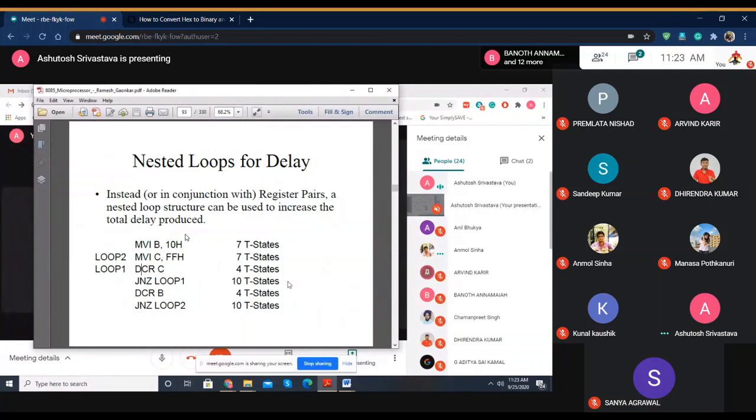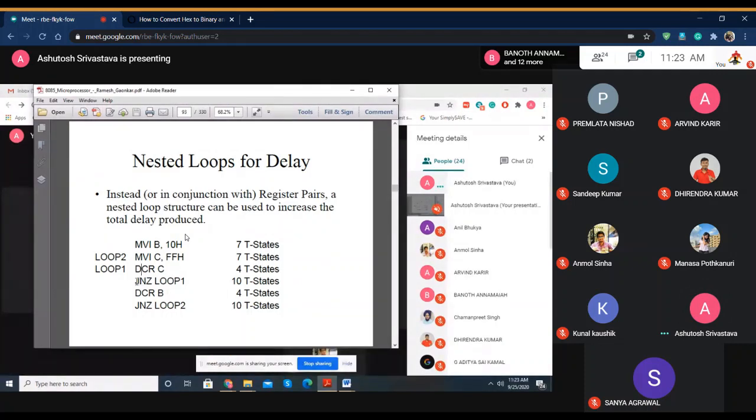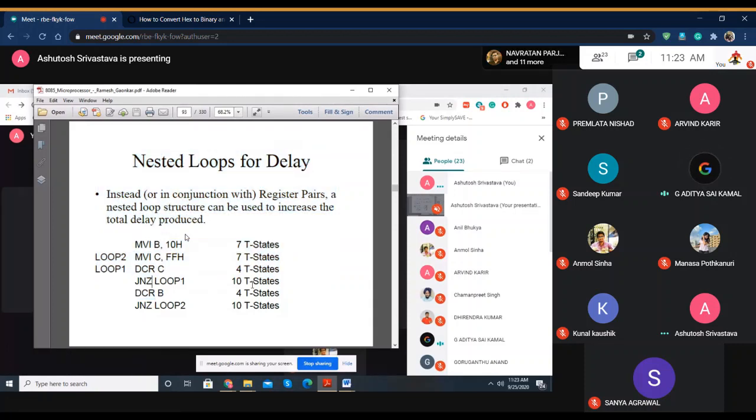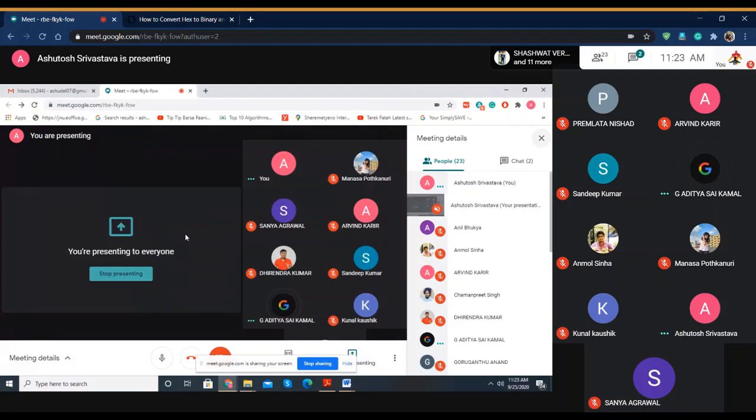Aditya. Yes, sir. Now what does this statement stand for? Sir, until loop 1 gets 0, the JNZ gets run. No, only this statement. How can it represent so many things? What do J and Z stand for? Until the zero flag is set, the loop gets run. Okay.